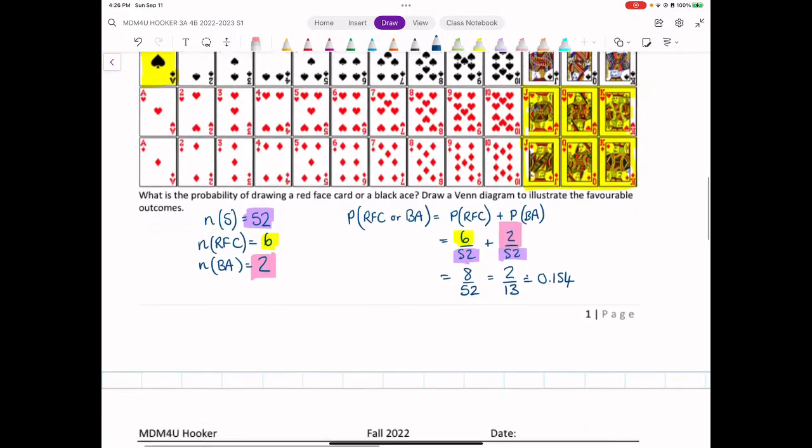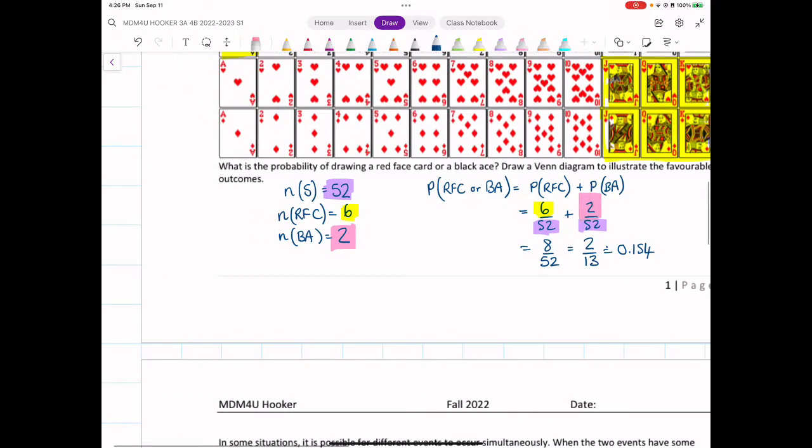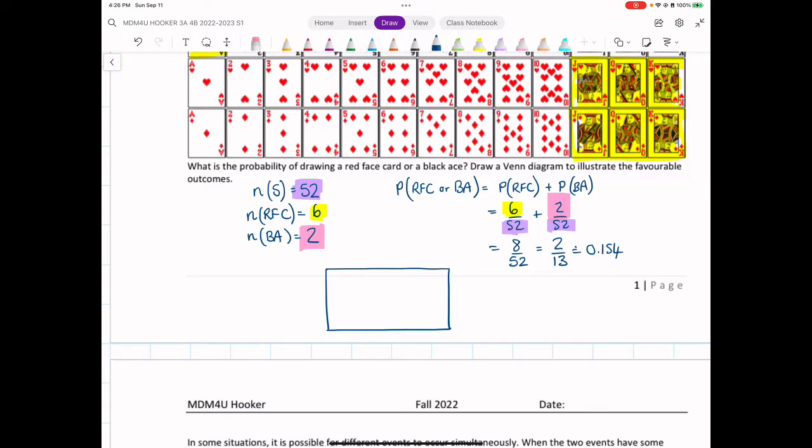And let's draw a little Venn diagram to illustrate that. So here's my Venn diagram. This box represents my sample space, which has 52 cards in it in total, right? So we could have a look at a red face card, which we know there are 6 of. And we could have a look at our black ace, and they don't overlap. Those two circles do not overlap because it can't be both at the same time. And we have 2 of those.